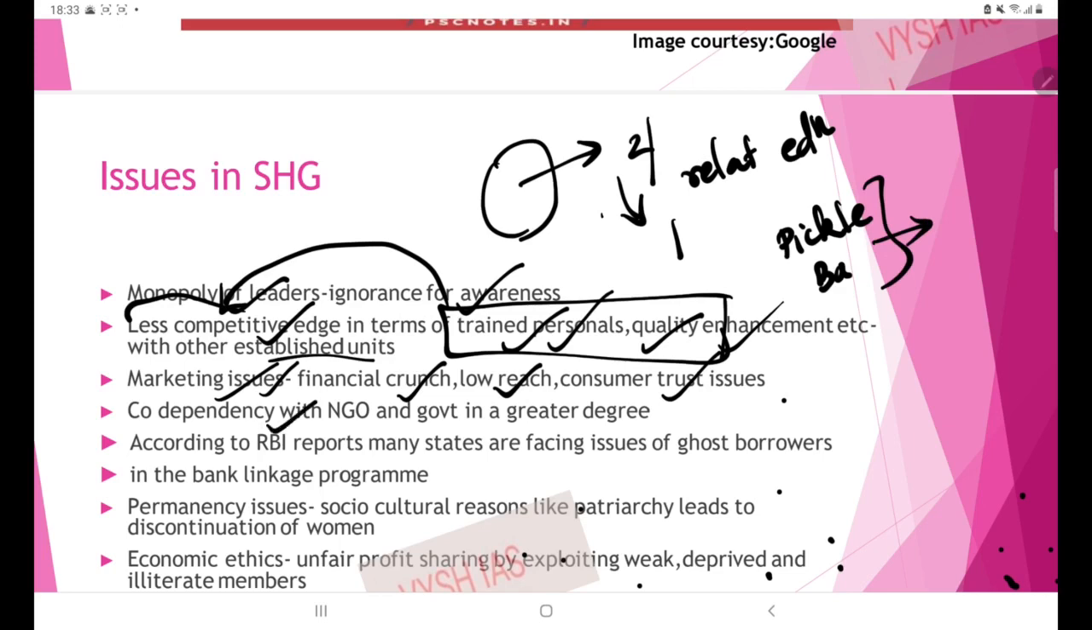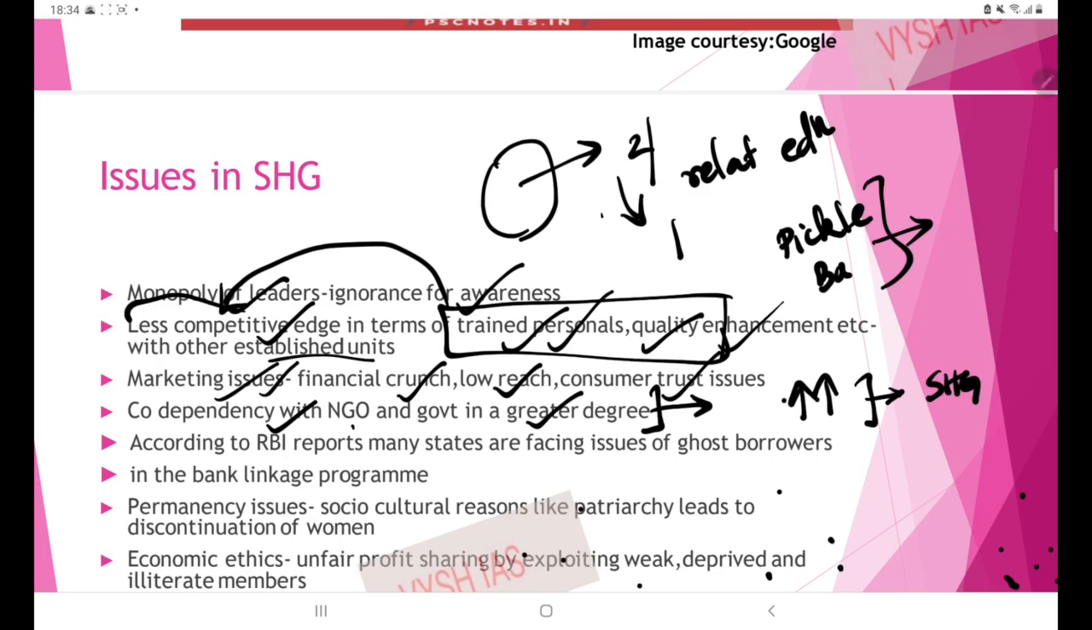Then there is codependency with NGOs and government to a greater degree. Codependency is okay to a certain extent, but when it increases and goes to a higher degree, the autonomy of the SHG will get reduced. So there should be a balance between the cooperation among NGO, government and SHG.